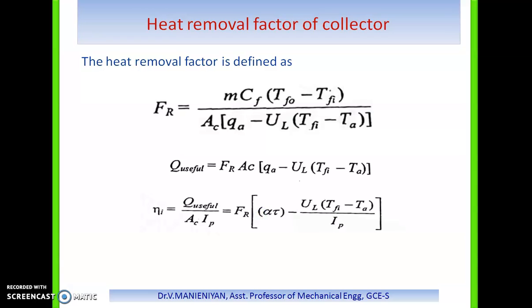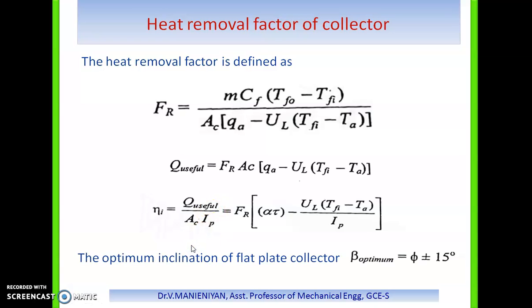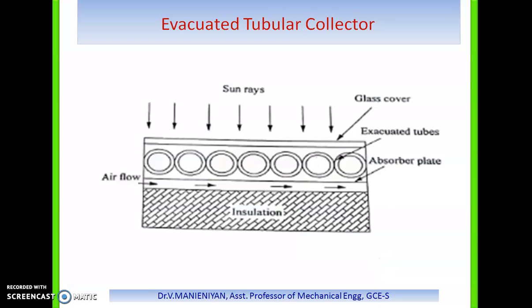From this equation, the instantaneous thermal efficiency of the flat plate collector can be written in terms of the inlet temperature with the heat removal factor. Next is the optimum inclination of the flat plate collector, which we can write as beta optimum equals psi plus or minus 15 degrees, to obtain the optimum inclination of the flat plate collector.